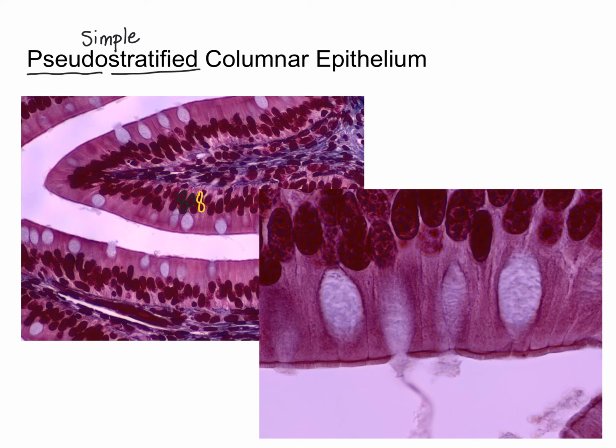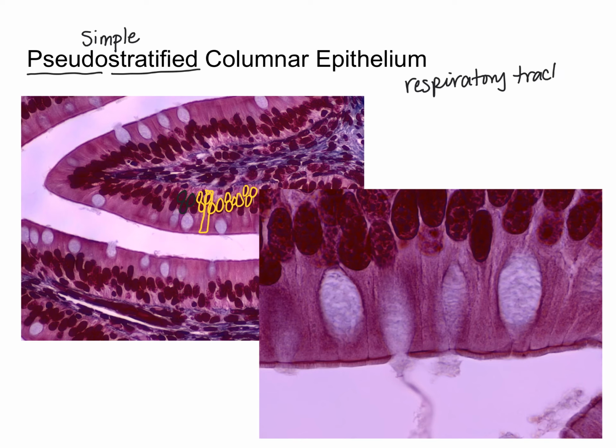So let me switch over to a lighter color. So the nuclei make it look like the cells are stratified, like there's more than one cell stacked on top of each other. But in reality, it's still just individual cells. So it's technically a simple columnar epithelium, but it looks a little bit different from the traditional simple columnar epithelium. And you typically find this type of pseudostratified columnar epithelium in the respiratory tract.